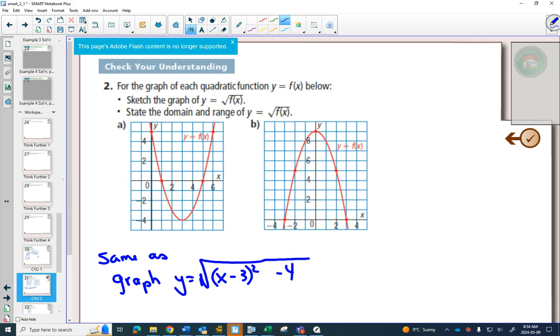If you had it written this way, what would you have to do first? You would first have to draw (x minus 3) squared minus 4. That's your x squared graph moved 3 to the right and down 4. Do you see that that matches up with this? After doing that, you would have to make sure that you could find where your x-intercepts are.